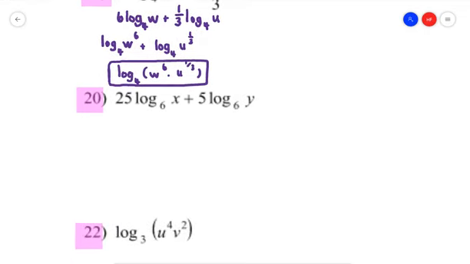Number 20, we're going to take those coefficients and make them powers. Then I have two that have the same base. We've got log base 6 on both with a plus in between, so that means we're going to multiply.